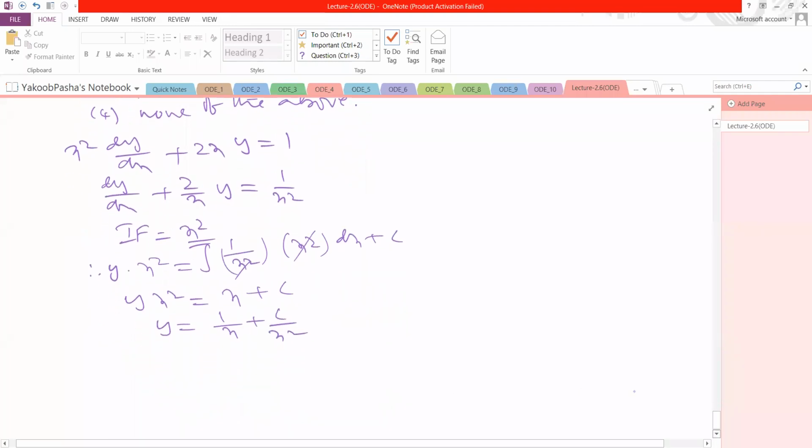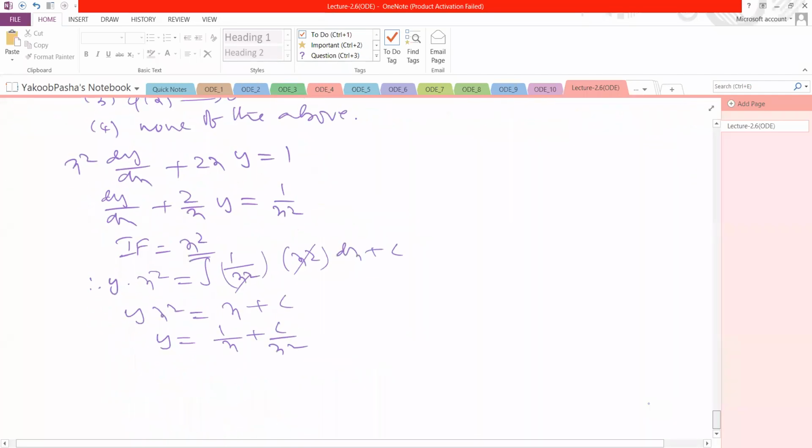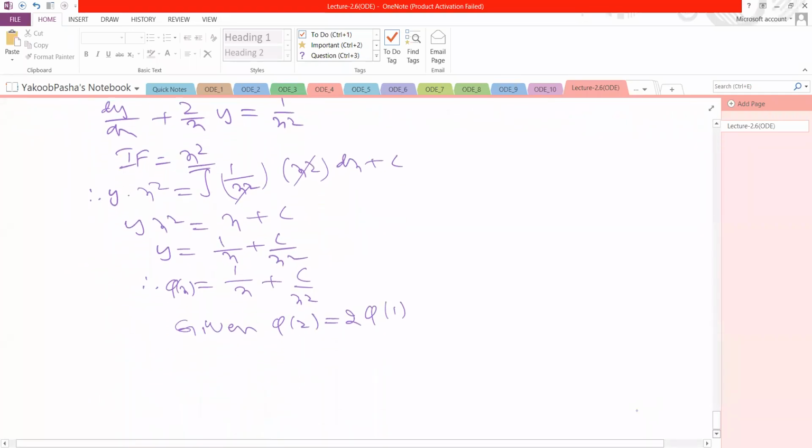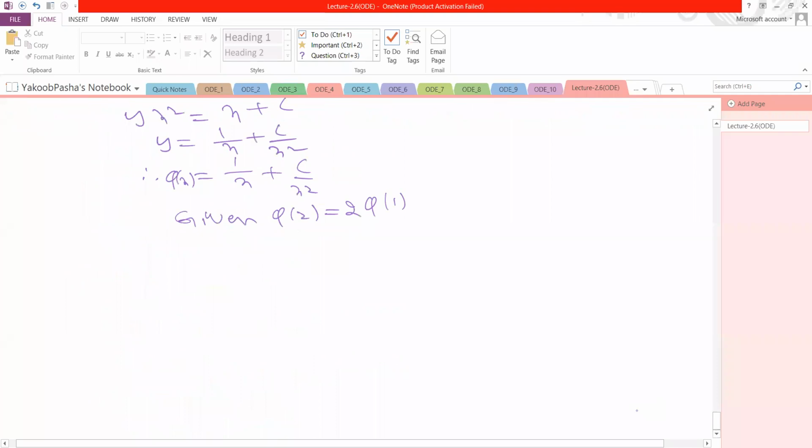Now we are told that phi is the solution of the given differential equation, so replace y by phi here. So phi is equal to 1 by x plus c by x square, and phi is a function of x. We are given phi of 2 is equal to 2 times phi of 1. That means replace x by 2 on the left side and replace x by 1 on the right side.